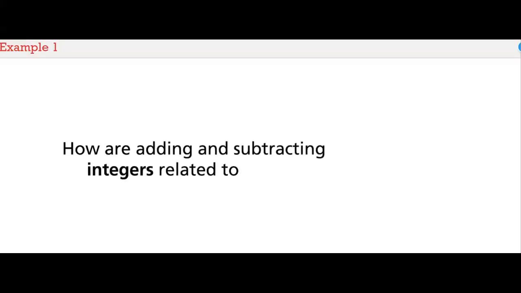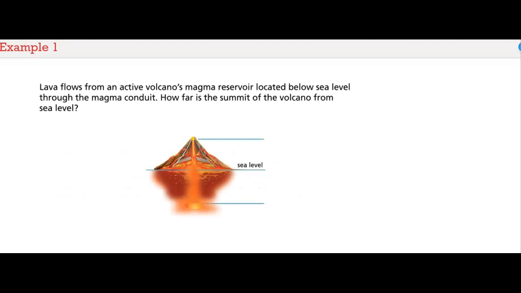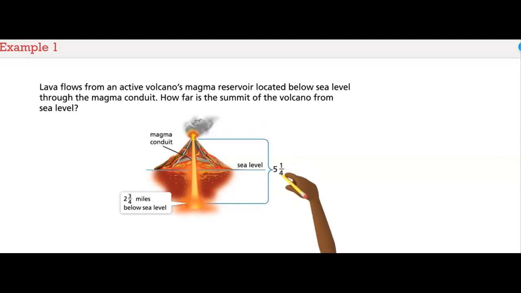Integers related to adding and subtracting rational numbers? Think about this question during the lesson. Lava flows from an active volcano's magma reservoir, which is 2 3/4 miles below sea level, through something called a magma conduit, and the lava flows a total distance of 5 1/4 miles. How far is the summit of the volcano from sea level?